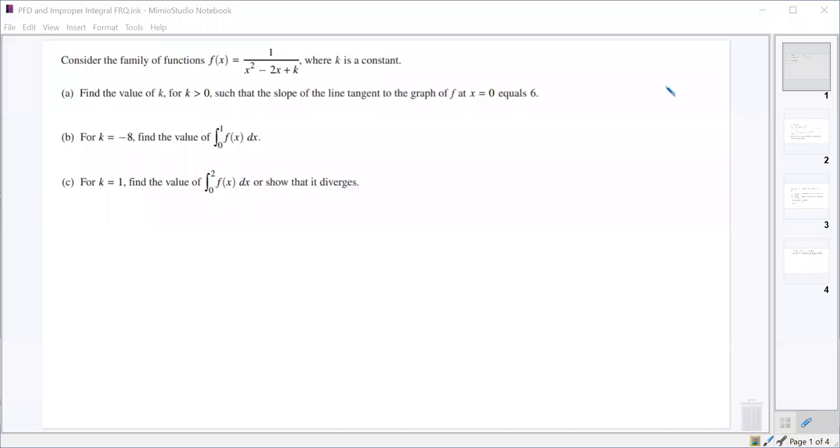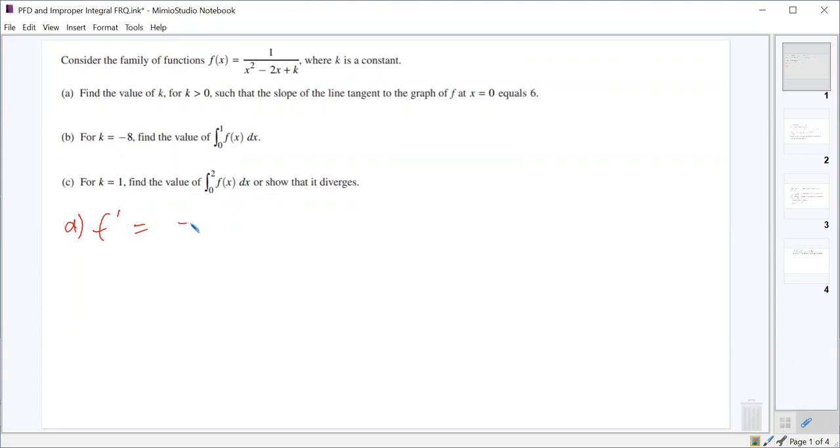So for part A, we just want to find the value of k for which the slope of the tangent line at 0 is 6. So that part should be pretty straightforward. I think you just need to find the derivative. So what's the derivative of 1 over x squared minus 2x plus k? That should be the reciprocal rule or quotient rule if you choose to do it that way.